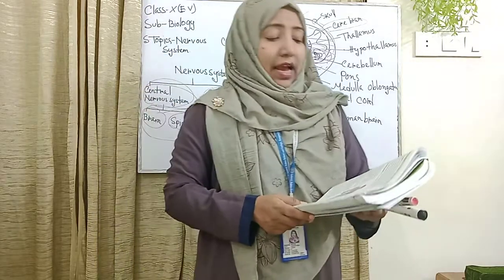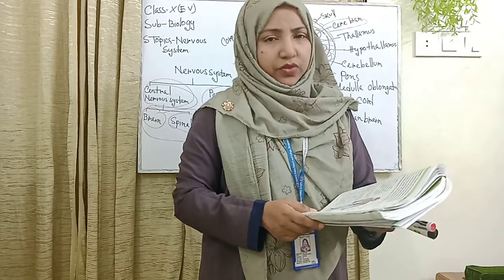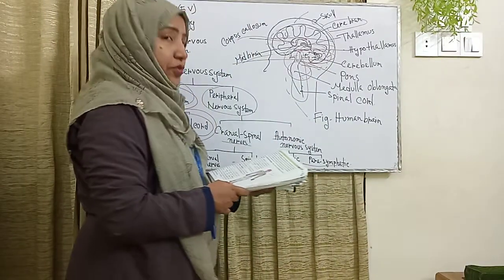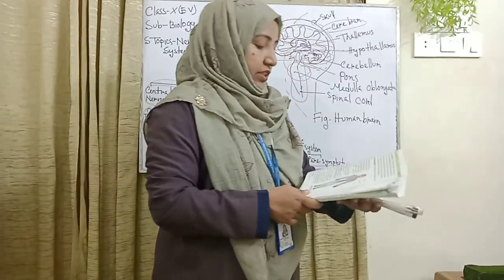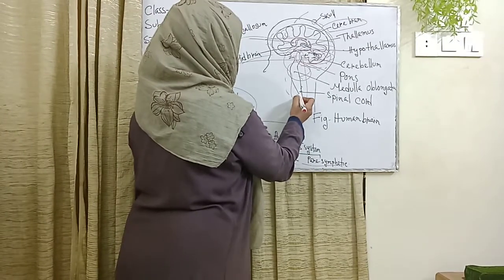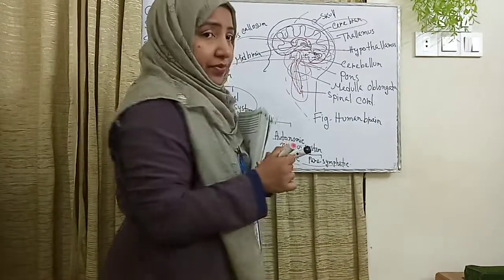Dear students, I explained the cerebellum and the next structure is the pons. The pons is located in between the medulla oblongata and the midbrain. It consists of a bunch of nerves. Basically, this structure is the pons, and it is a bunch of nerves.